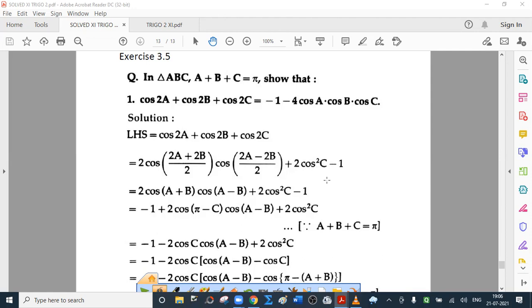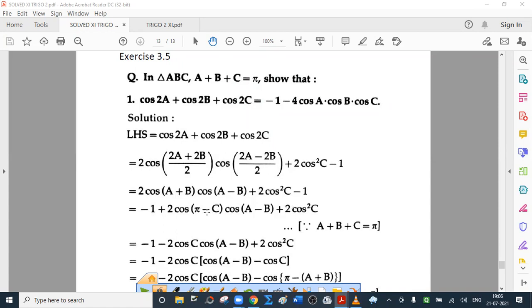This formula is used. Now, simplify this. 2 cos of A plus B into cos of A minus B plus 2 cos square C minus 1. Now, minus 1 as it is in the answer, we need cos C. See, something we should be able to take common. Now, what is A plus B? A plus B plus C is pi. So, A plus B is pi minus C, rest as it is.